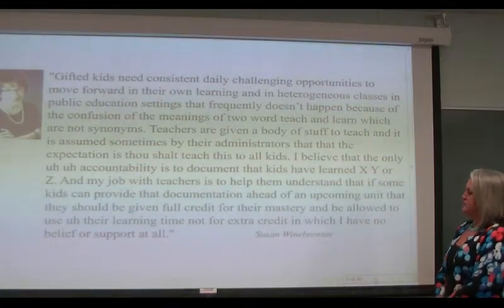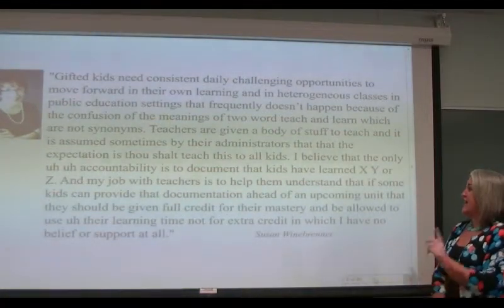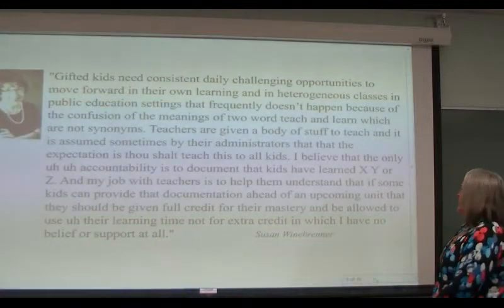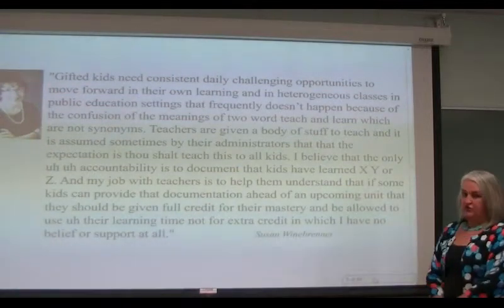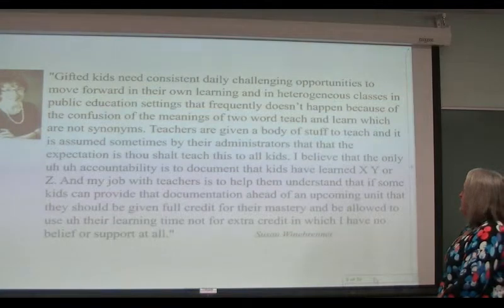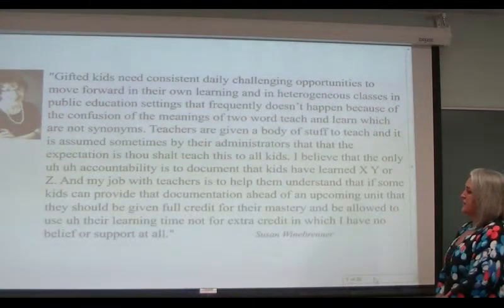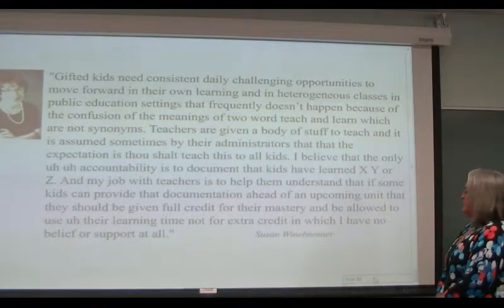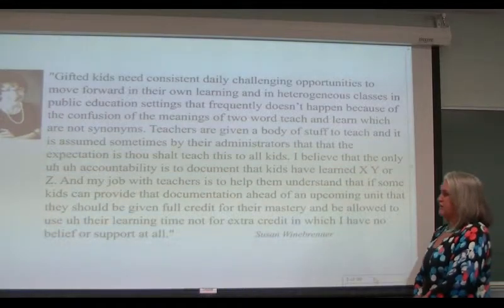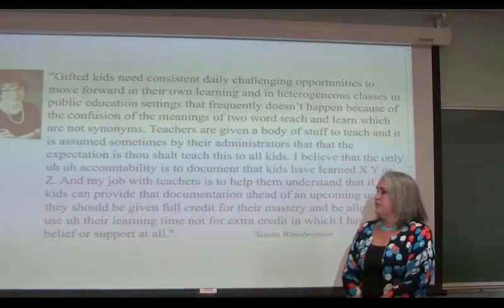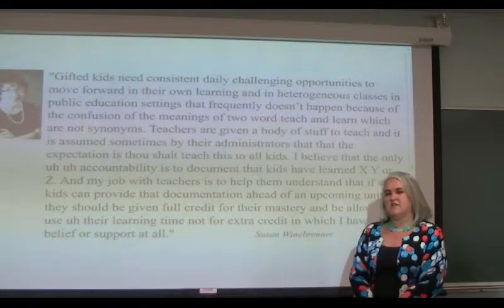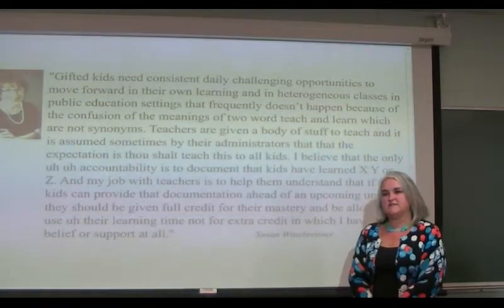And my job with teachers is to help them understand that if some kids can provide that documentation ahead of an upcoming unit, they should be given full credit for their mastery and be allowed to use their learning time, not for extra credit, in which I have no belief or support at all. So we'll talk more about that idea of extra credit in another session when we talk about assessment.